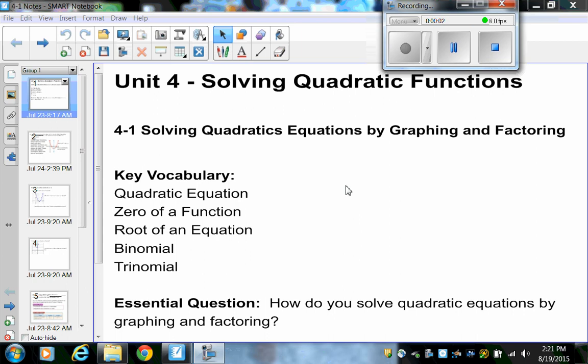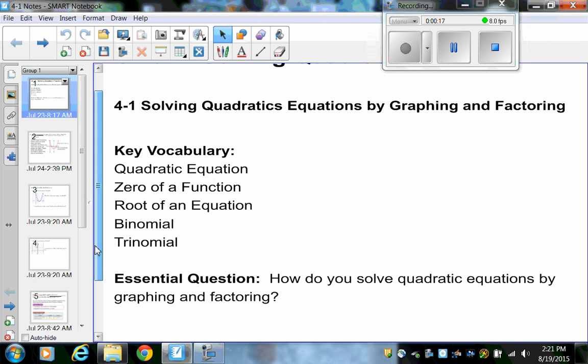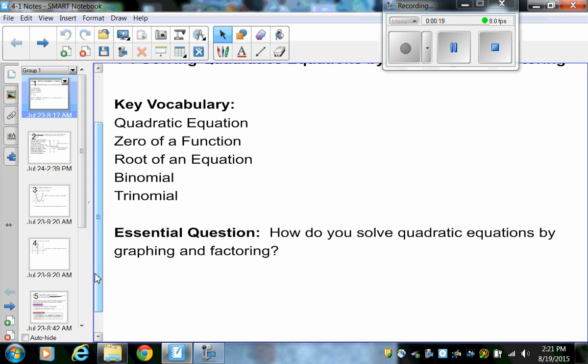This is the video for accelerated geometry for section 4.1 on solving quadratic equations by graphing and factoring. Key vocabulary in this lesson is quadratic equation, zero of a function, root of an equation, binomial, and trinomial. By the end of this lesson, you should be able to answer the question of how do you solve quadratic equations by factoring and graphing.